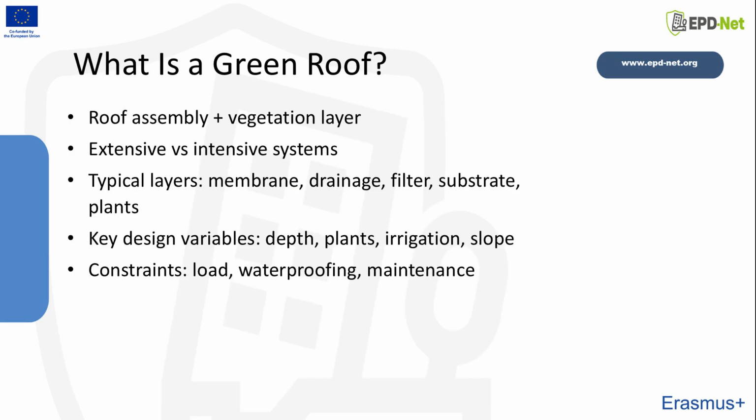A green roof is a roof assembly where vegetation sits above a functional buildup that protects the building and manages water. The common classification is extensive versus intensive. Extensive roofs are thin and relatively light, often with hardy low plants. Intensive roofs are deeper and heavier, supporting a wider plant palette and sometimes usable outdoor space. Most systems include waterproofing, a root barrier, drainage and retention elements, a filter layer, substrate, and vegetation.